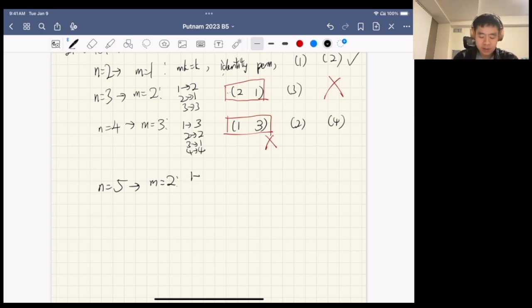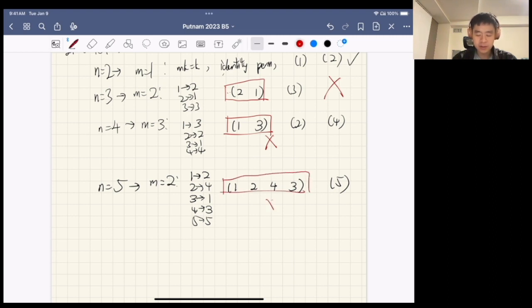So you see that 1 goes to 2, 2 goes to 4, 3 goes to 1, 4 goes to 3, and 5 goes to 5. So now you see that we have this 1, 2, 4, 3 cycle and 5 itself. So this has length 4 and it is alone. So we cannot accept this either.